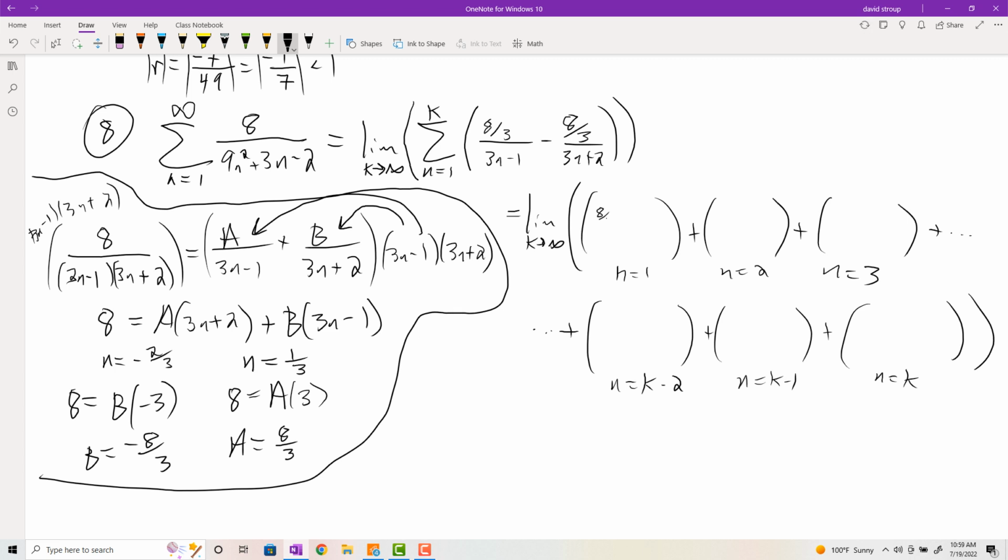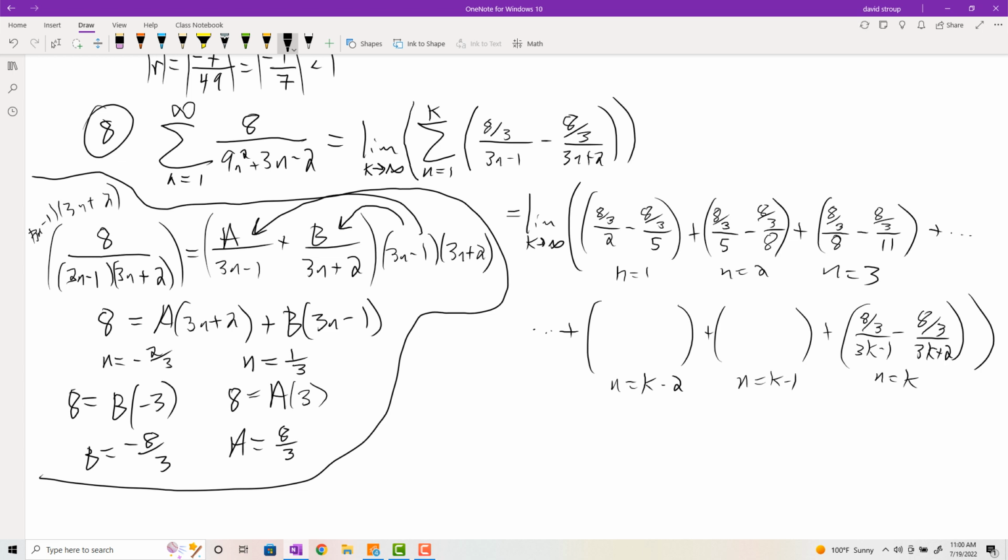So I'll have 8/3 all over 3 minus 1 is 2, minus 8/3 all over 3 plus 2 is 5. I'll plug in 2, so I'll have 8/3 all over 6 minus 1 is 5, minus 8/3 all over 6 plus 2 is 8. Then I'll have 8/3 all over 9 minus 1 is 8, minus 8/3 all over 9 plus 2 is 11. Okay, then I'm going to start the last one and work backwards. So this last one is 8/3 all over 3k minus 1, minus 8/3 all over 3k plus 2.